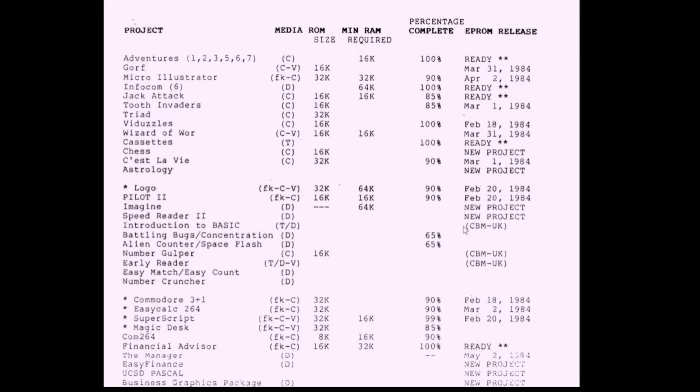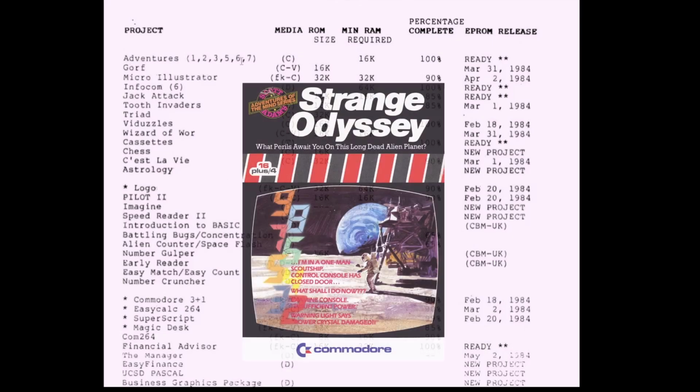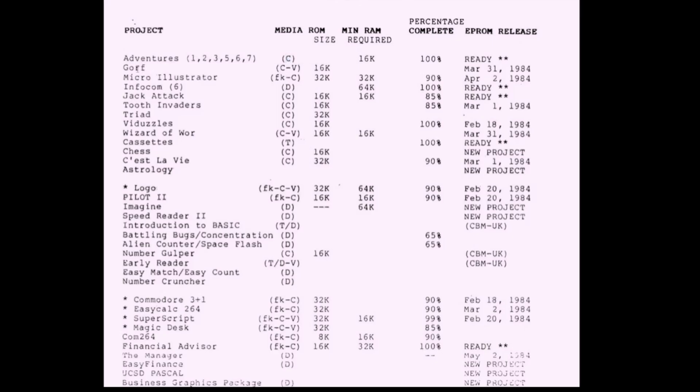Now this is the interesting part, the software available at the introduction. So this is going to be interesting. So adventures, these are the Scott Adams adventures, all in cartridge form. This is indicated here by the C. Actually 3 were released.